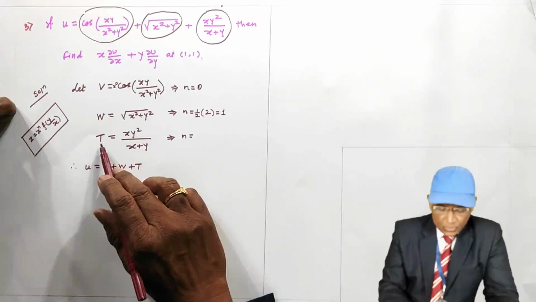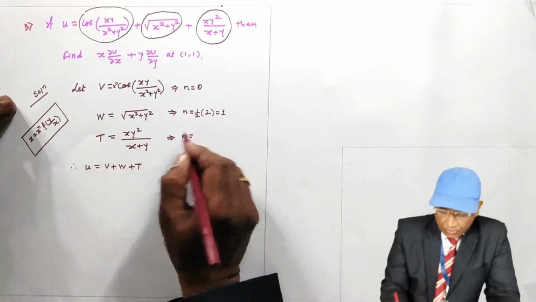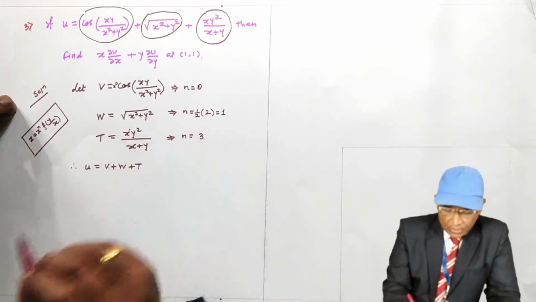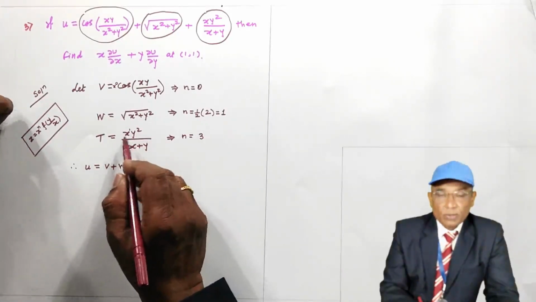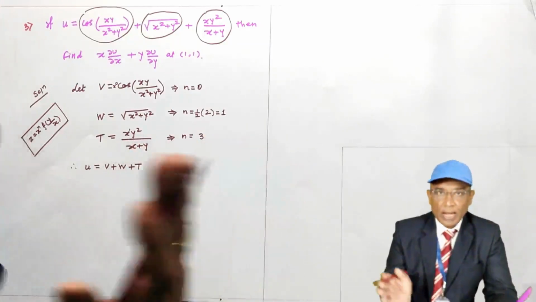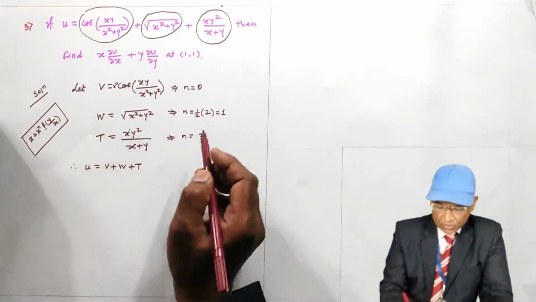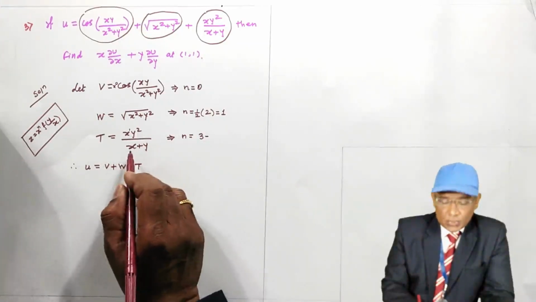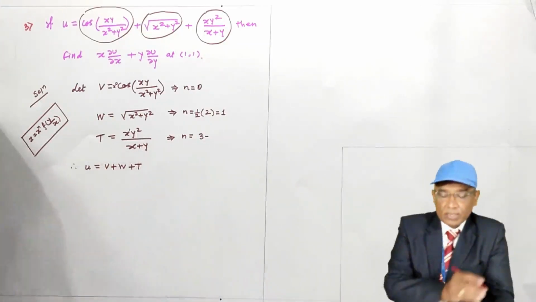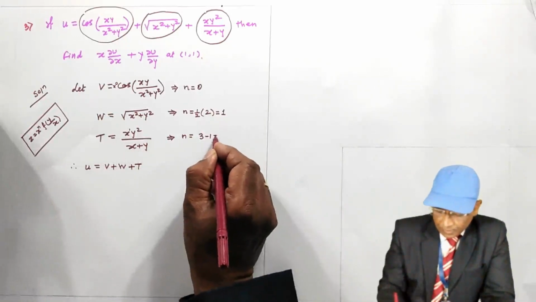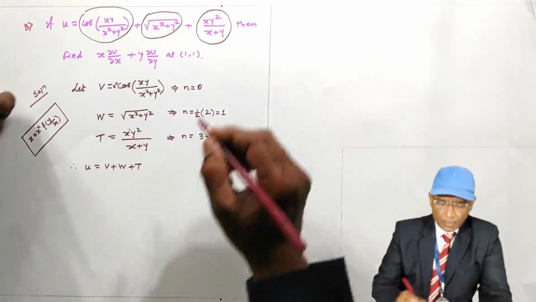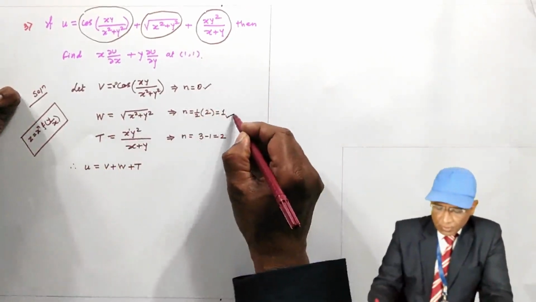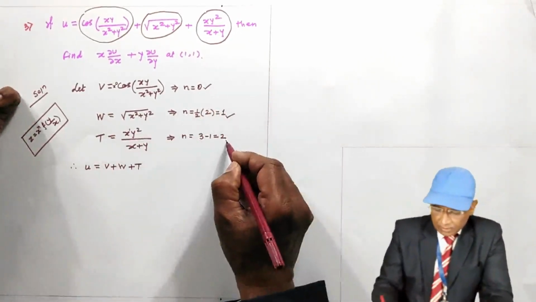Now, what is value of n for t? The degree of numerator is what? 3. See, here is a single term. And when we have the product of two variables, x and y, we have to add the degrees. 1 plus 2 is 3. Degree of numerator is 3 minus degree of denominator. Degree of this is 1, degree of this is 1. Therefore, degree of denominator is 1. Now, here for v n is 0, for w n is 1, and for t n is 2.